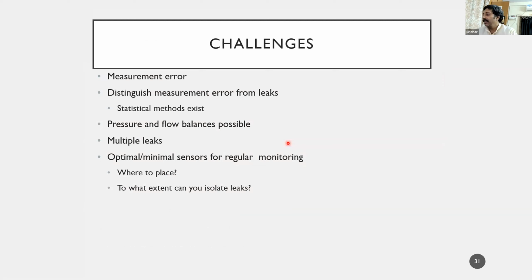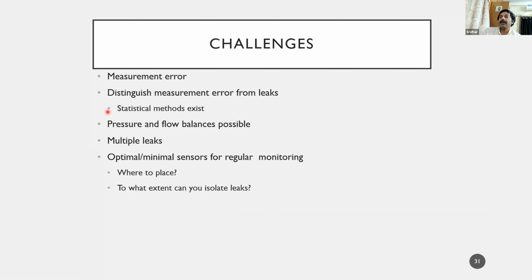Some of these are of course still challenges in terms of how to handle measurement error. In one of those lab networks, we were able to demonstrate that using rigorous hypothesis testing and statistics, you could distinguish measurement error from leaks. We used only network models and overall flows. If you had pressure measurements, how do you incorporate them? It would need a more rigorous hydraulic and mathematical model. Multiple leaks, you have to repeat the process.